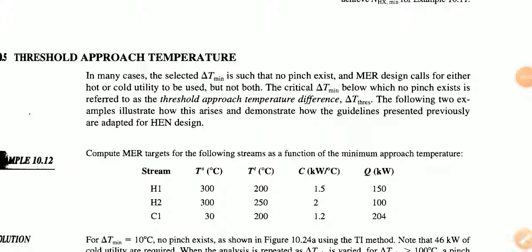Good afternoon, everyone. Today we will discuss computer-aided process synthesis. Unit number 4: synthesis of heat exchanger networks, and this theory is about the threshold approach temperature. In this case, we will have some discussion about it.